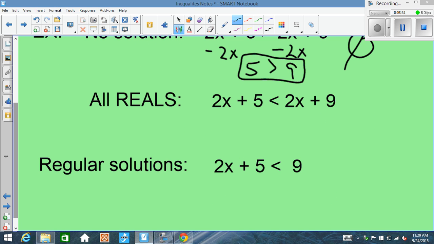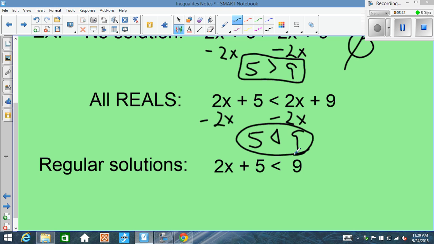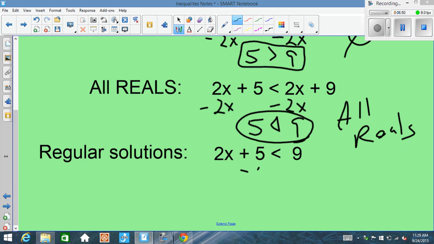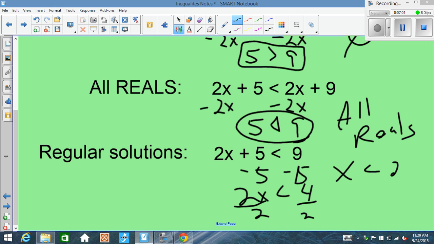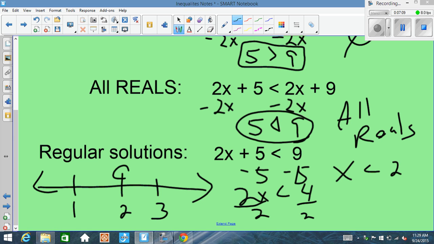When it's all reals, negative 2x, negative 2x, we get 5 is less than 9. That is true, so this would be all reals. And then, of course, the regular solutions where you can have an inequality as an answer. We get 2x is less than 4, divided by 2, divided by 2. x is less than 2. So we would graph it on the number line to show all the solutions. 2, 3, 1. Circle, open, going to the left from there.